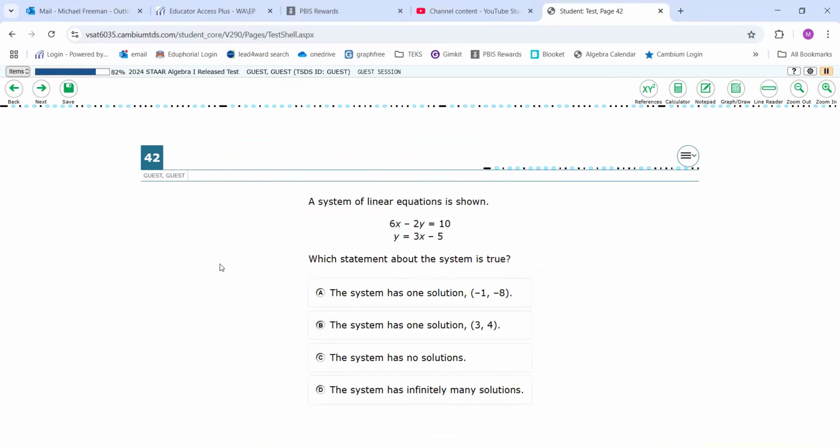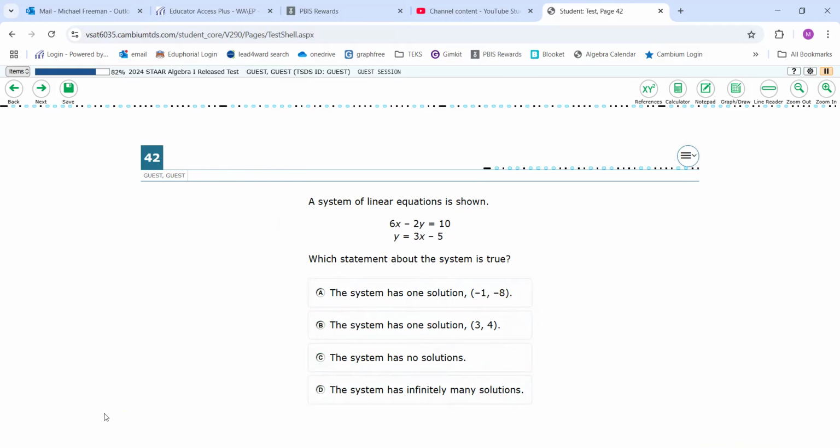All right, a system of linear equations is shown. Which statement about this system is true? All right, so we know there's either one solution, zero solutions, or infinite solutions. So we need to check.